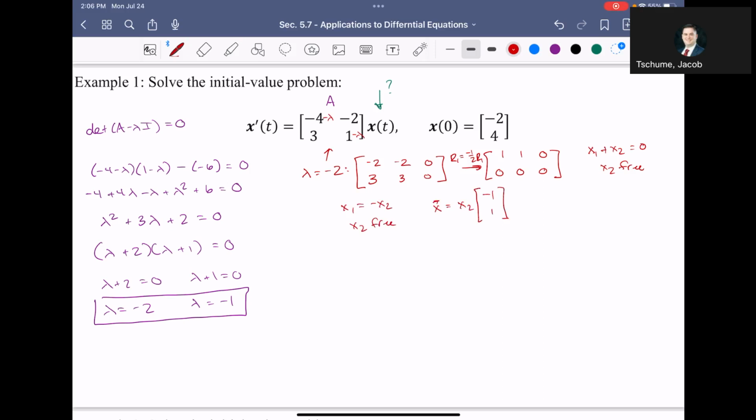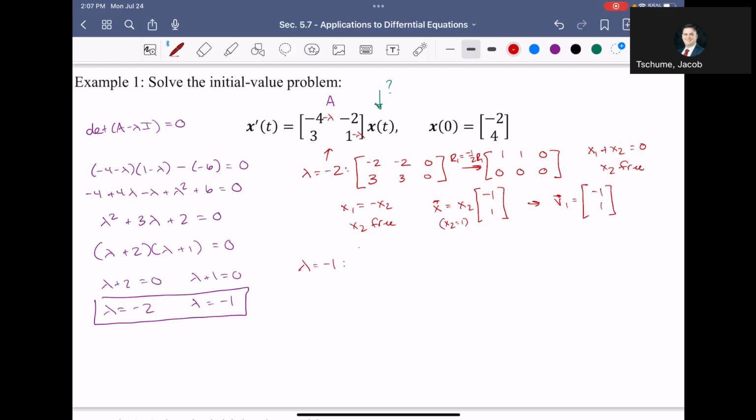All right. Now we only need the basis, so you can let x2 be whatever number you want it to be. And I'm going to call this my first eigenvector basis. Those are nice whole numbers, so I'm just going to let x2 equal 1 in this case, so that my eigenvector becomes -1, 1. Repeat the process for your other lambda. So lambda equals -1. All right.